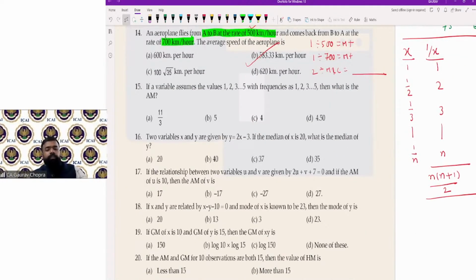Now, 15th is a basic question, a direct question. Here, the variable assumes the values x: 1, 2, 3, 4, 5, and also the frequencies are there: 1, 2, 3, 4, 5. Now, what we have to do? Simply use the formula for arithmetic mean and calculate. So, AM will be sigma fx upon sigma f. This we have to apply.